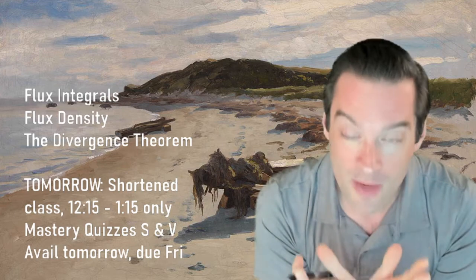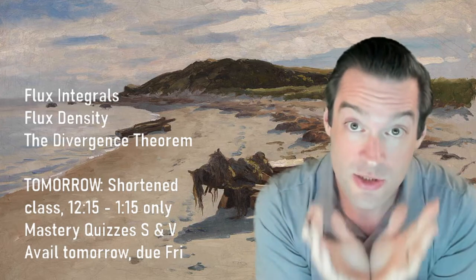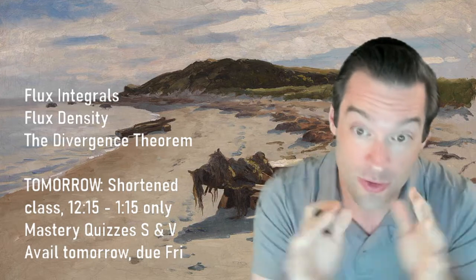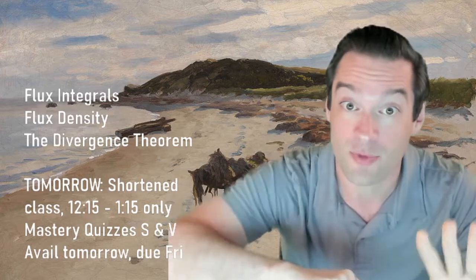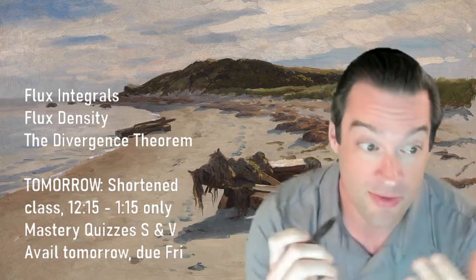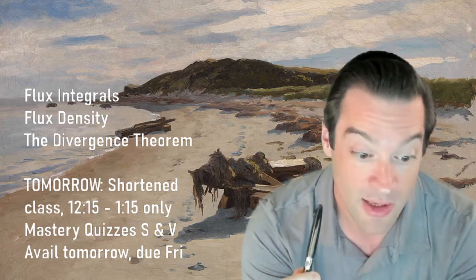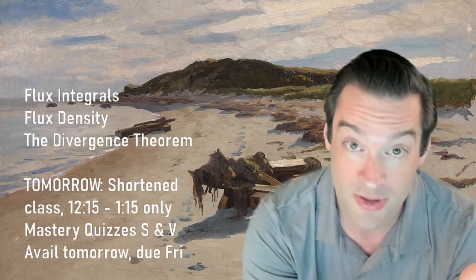And so we're going to talk about these ideas today in just a two-dimensional context. So for a two-dimensional vector field in the xy plane and a curve drawn in the xy plane, how can we think about these ideas of flux integrals, flux density, and then what does the divergence theorem actually tell us?